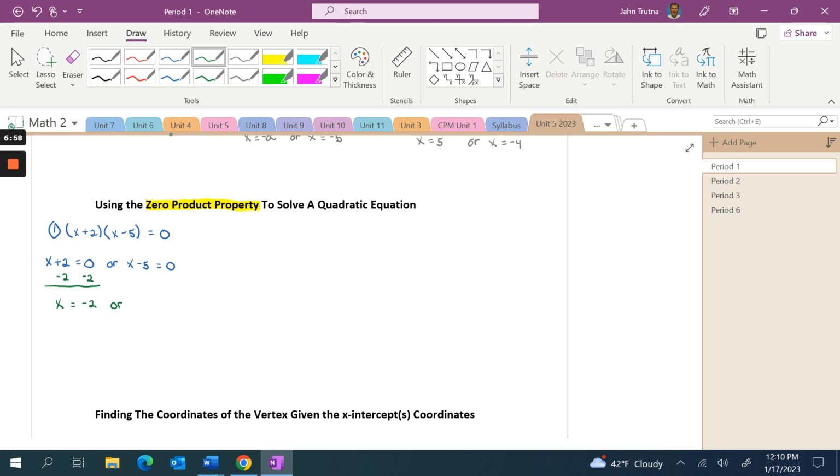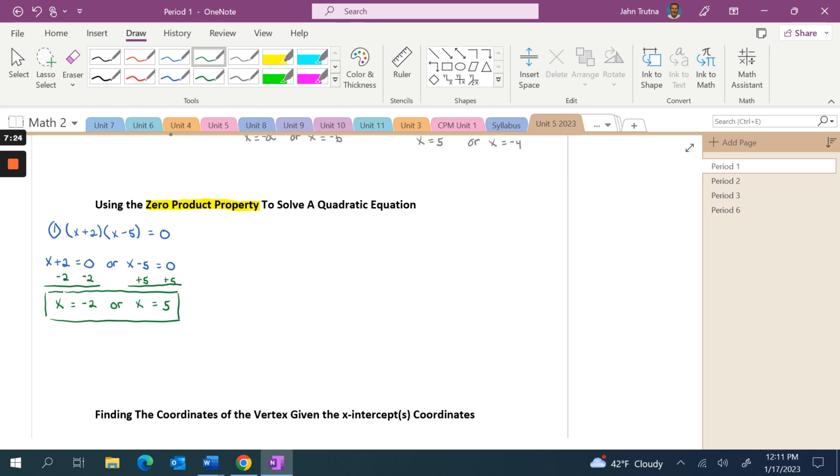Or solving the x minus 5 equals 0 equation, I would add 5 to both sides of the equation, and this means that x is equal to positive 5. So my solutions to this problem, x plus 2 multiplied with quantity x minus 5 equals 0, is that x is equal to negative 2 or x is equal to positive 5.